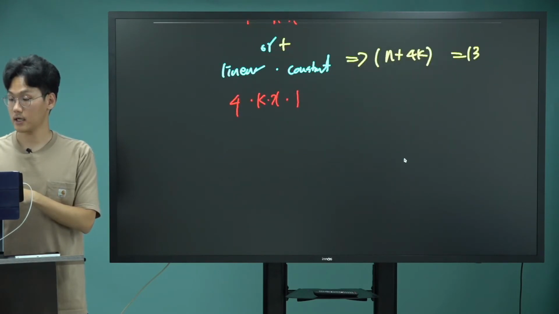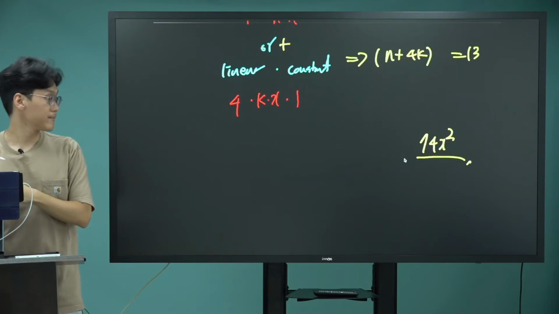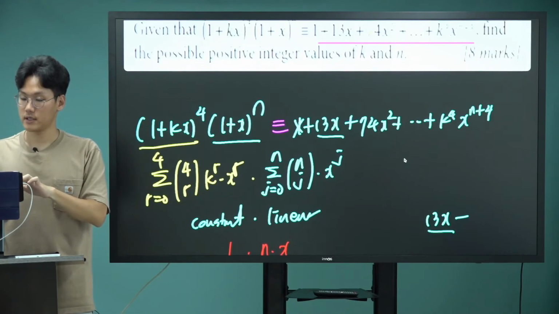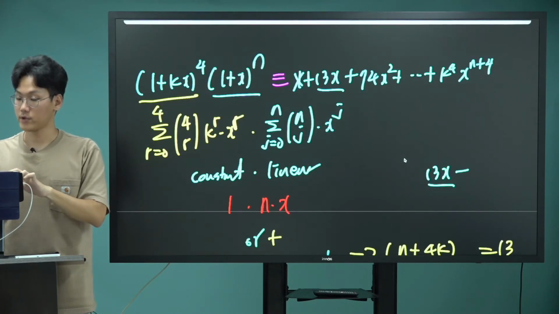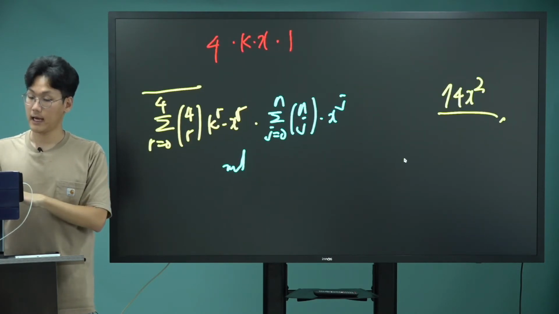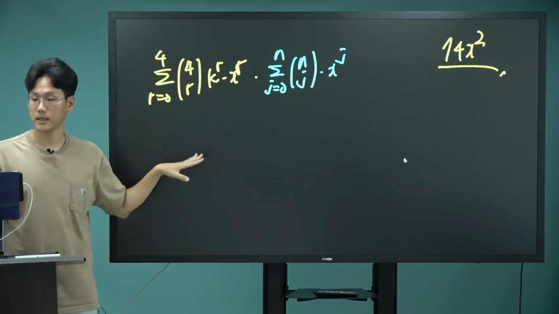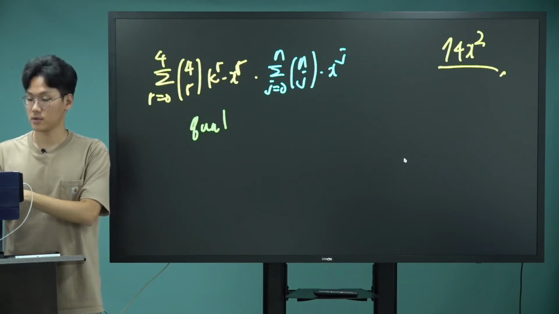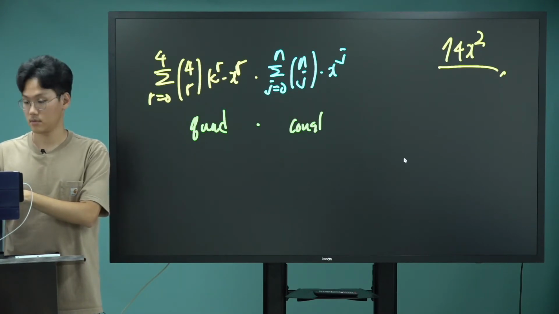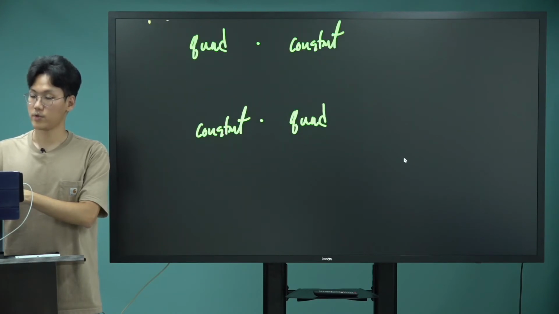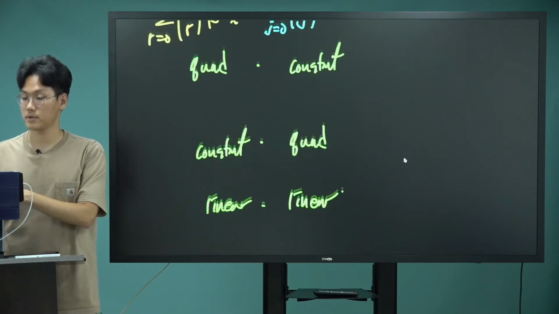So on the right-hand side, I was given 74x². I'm given the quadratic term there. So because of that, if you look at this part, what do you expect to have? I want to derive the quadratic. That means either you can have quadratic times a constant, or the constant times quadratic, or you want to derive who? Linear times linear, right? So that is going to be the, what is it?